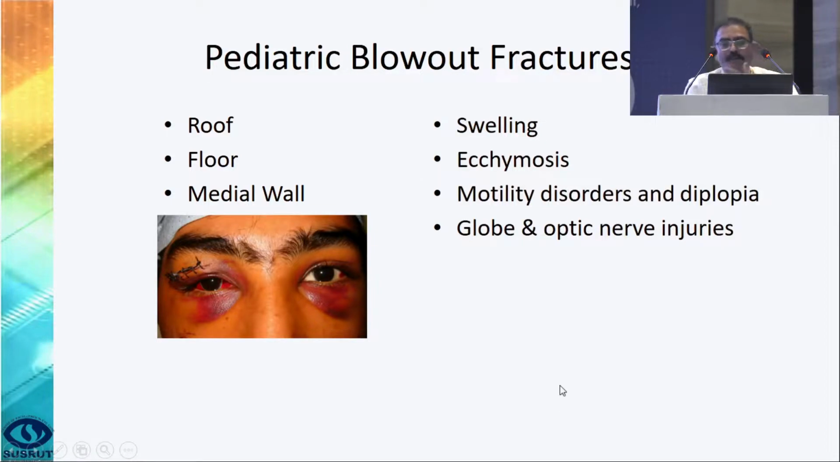Okay, what we generally see in an orbital fracture, you see swelling, you see ecchymosis, you get motility disorders, you can have diplopia, and of course you can have globe as well as optic nerve injuries, and these are also important for us to detect. And on the systemic side, you could have head injuries which would take precedence. You could have injuries of the orbit and of the thorax and the abdomen, which again would take precedence over managing an orbital fracture. Now this picture typically shows what happens in an adult.